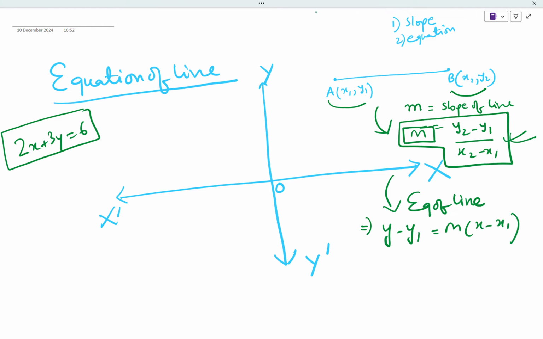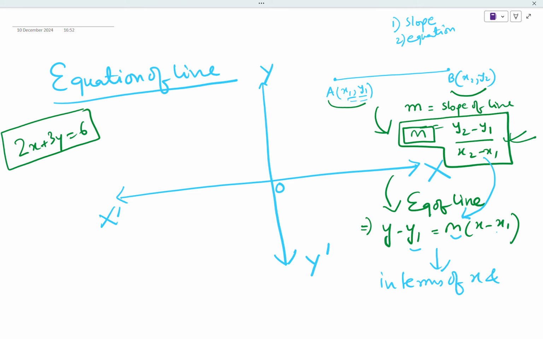Now you need to be very careful that y and x will remain as they are, and the only values that we will be putting here are m, which will come from here, y1 which is this, and x1 which is this, and using this we will find the equation of the line in terms of x and y.